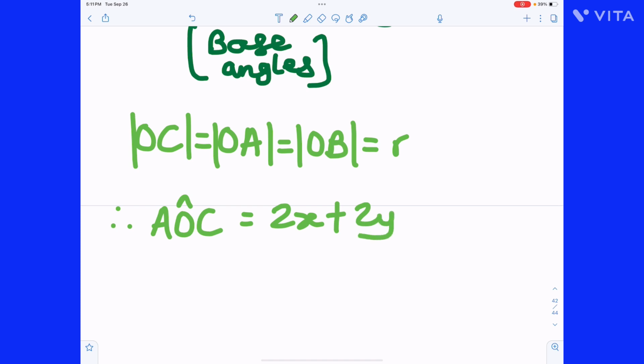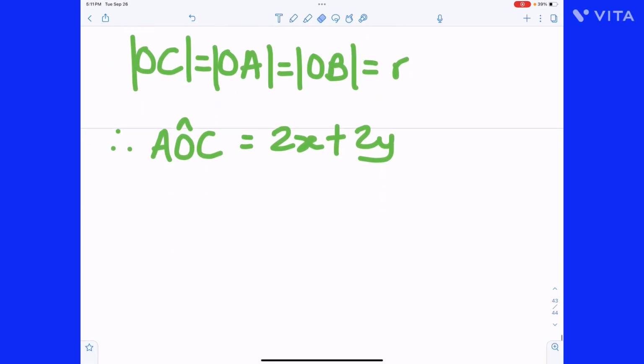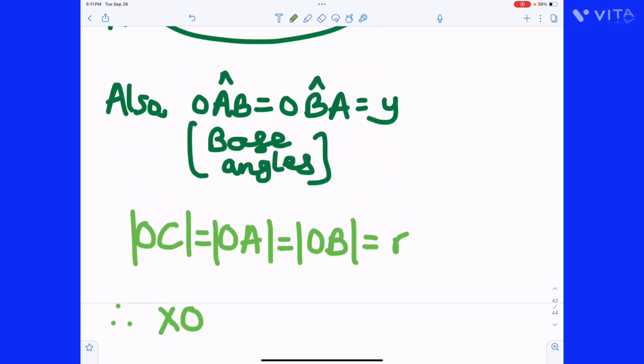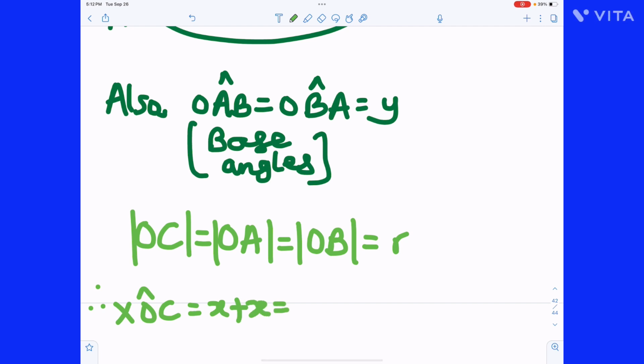Oh, I didn't write some of the proofs that I explained. Let me go back and write it. Okay. What I explained was that angle XOC from the diagram, it's a pity I can't see, XOC is equal to 2x. And the reason is that XOC is equal to x plus x. Let's write it very well. Therefore, XOC is equal to x plus x is equal to 2x.